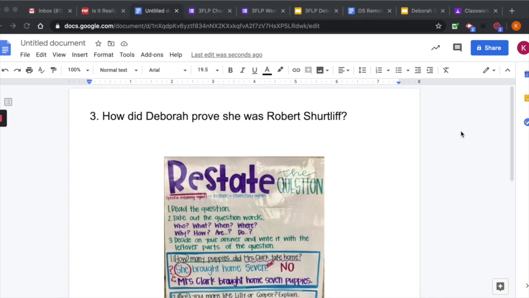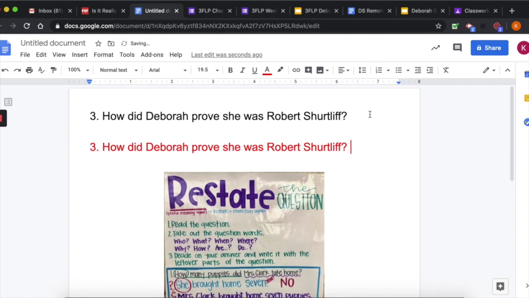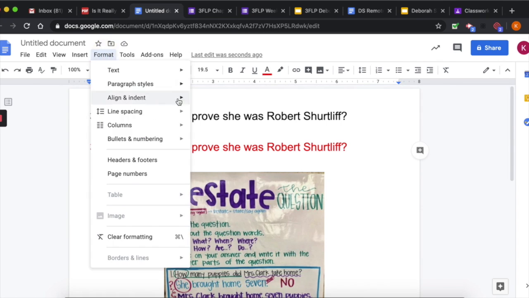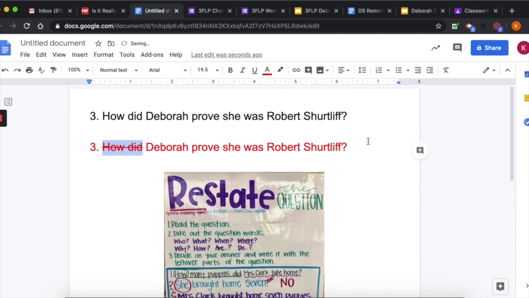Alrighty, we're taking a look at number 3. So step 1 is to read the question. How did Deborah prove she was Robert Shurtleff? Step 2 is to take out the question words. So I see how, and I'm going to get rid of did too. Also, if you're not sure if you should get rid of a word, if you cross it out, what's the worst that could happen? Nothing really. Maybe you erase it or you just add it in. No big deal. So Deborah proved she was Robert Shurtleff.